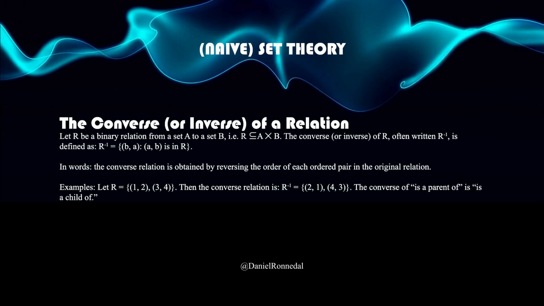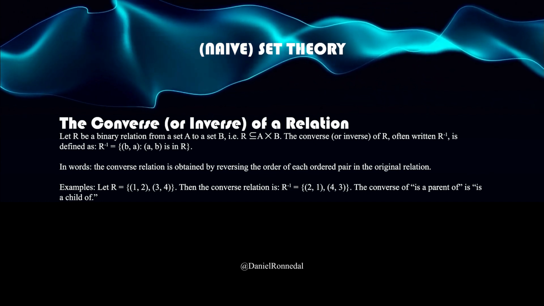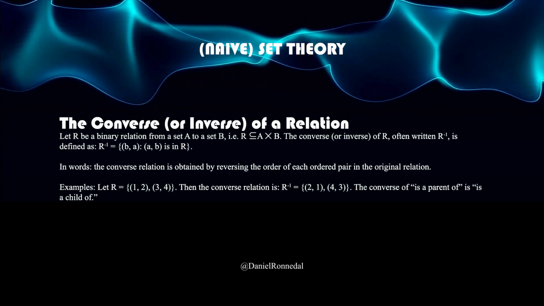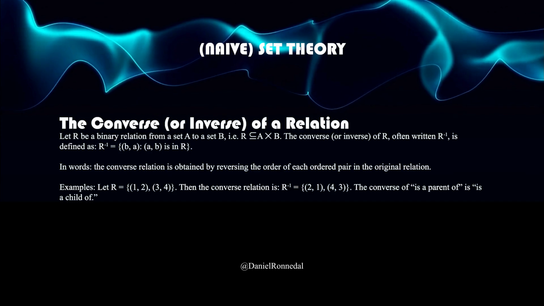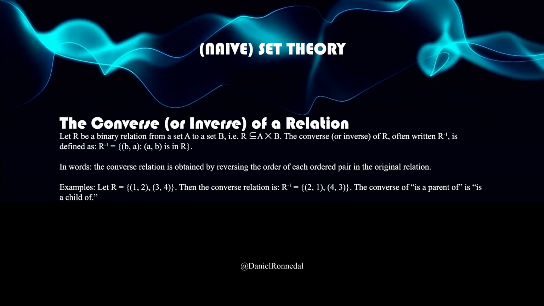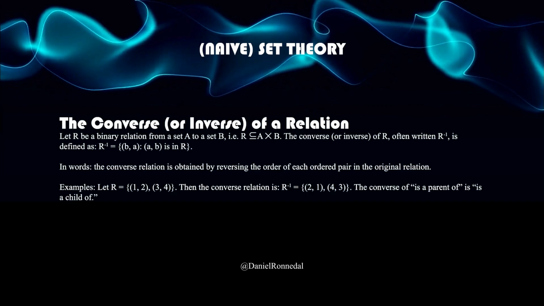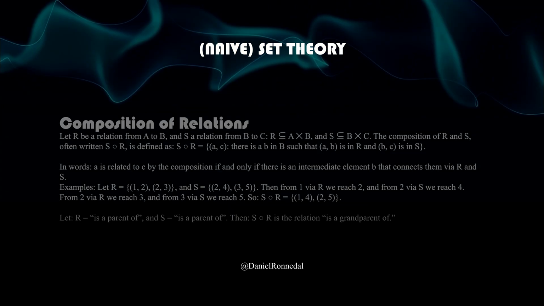Examples: let R be the set whose only elements are the ordered pairs (1, 2) and (3, 4). Then the converse relation is the set whose only elements are the ordered pairs (2, 1) and (4, 3). The converse of the relation "is a parent of" is the relation "is a child of."